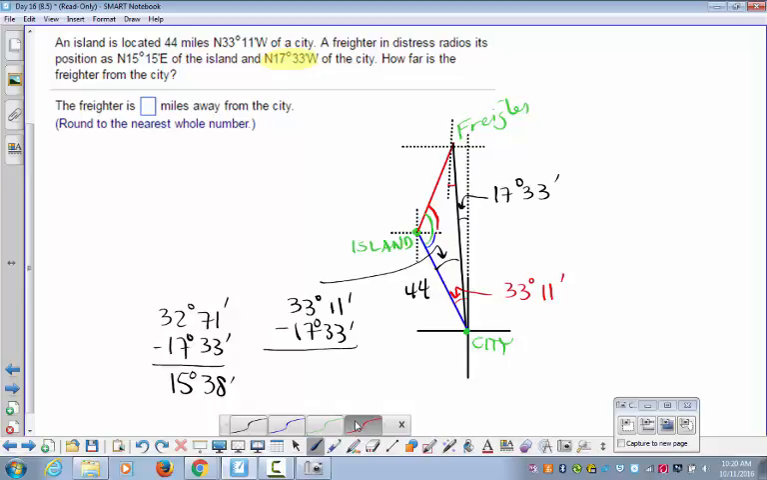actually a very helpful angle. Let's put it right there. That angle is the 15, 15. All right, so that one's going to help us. Yeah, we don't need that little one up there with the freighter.